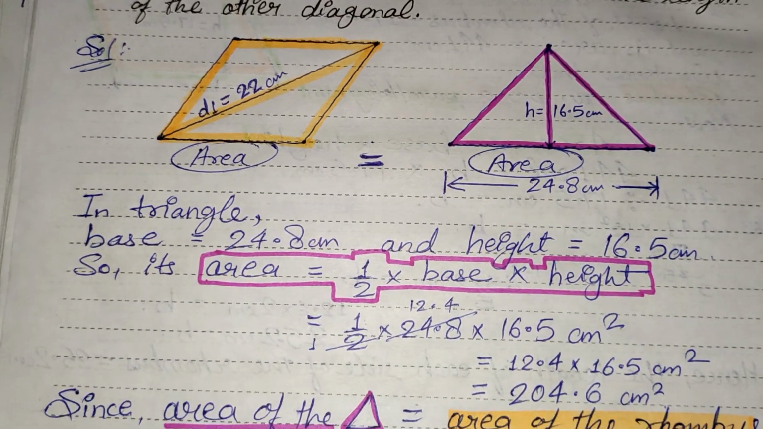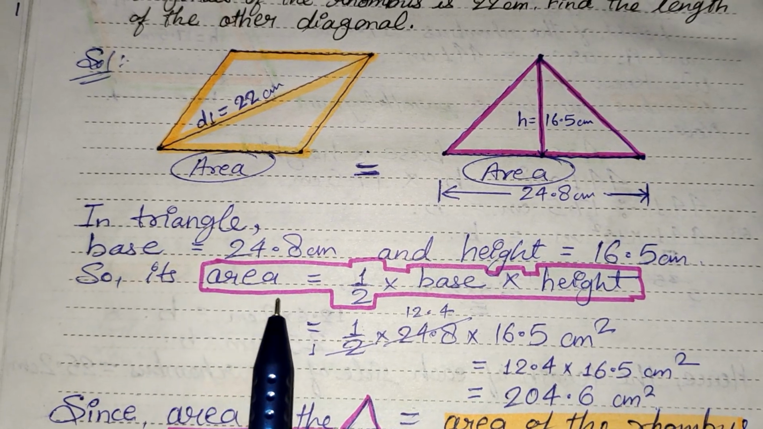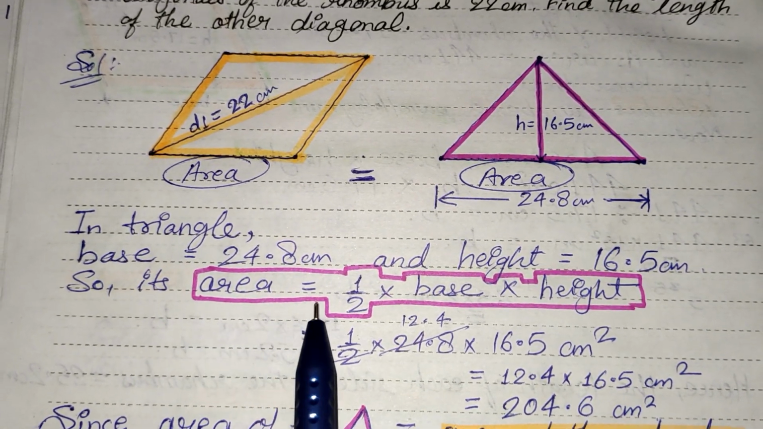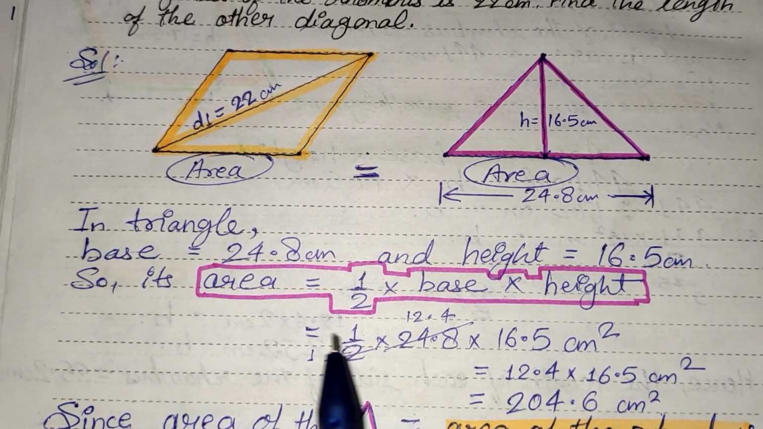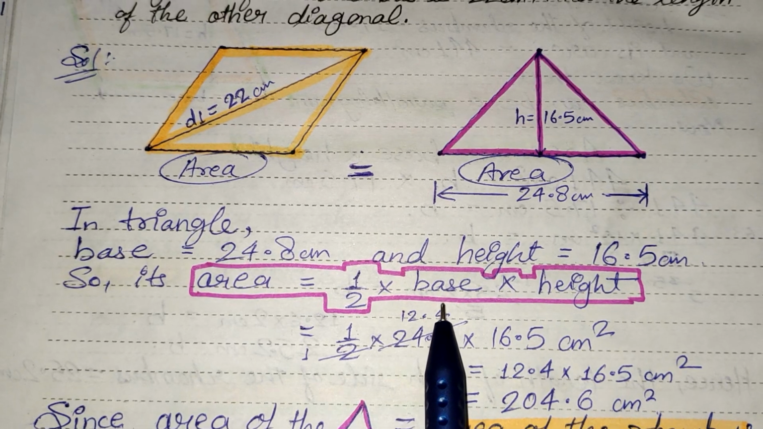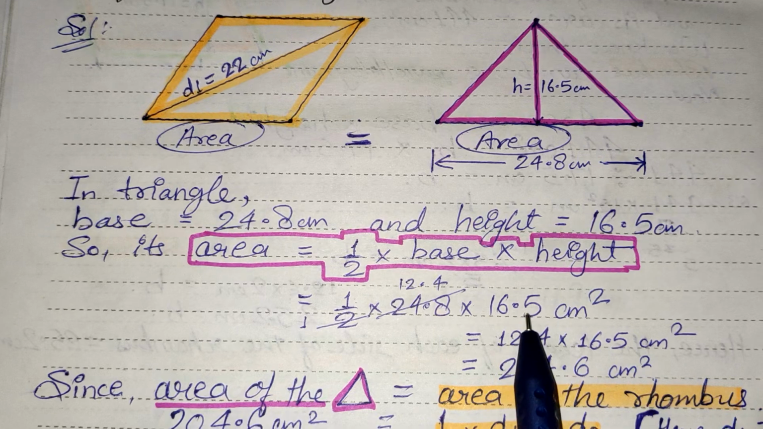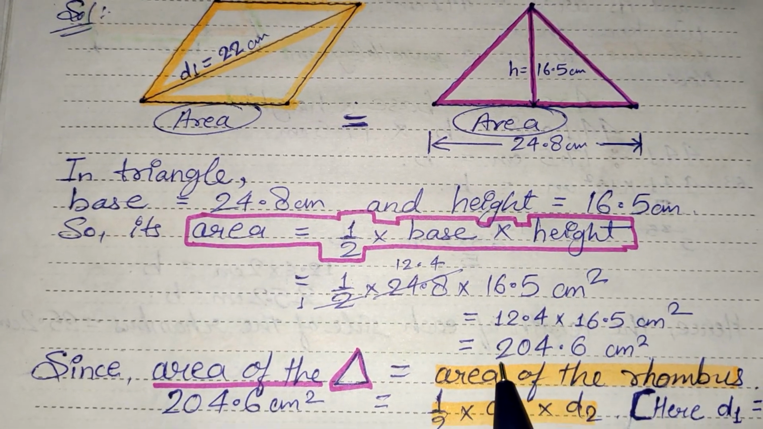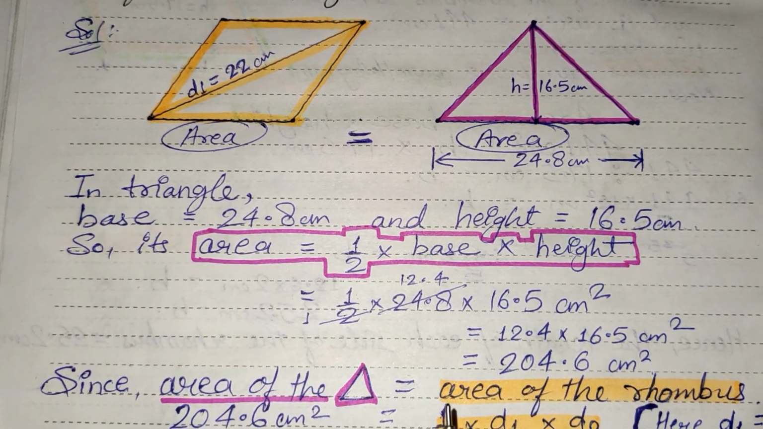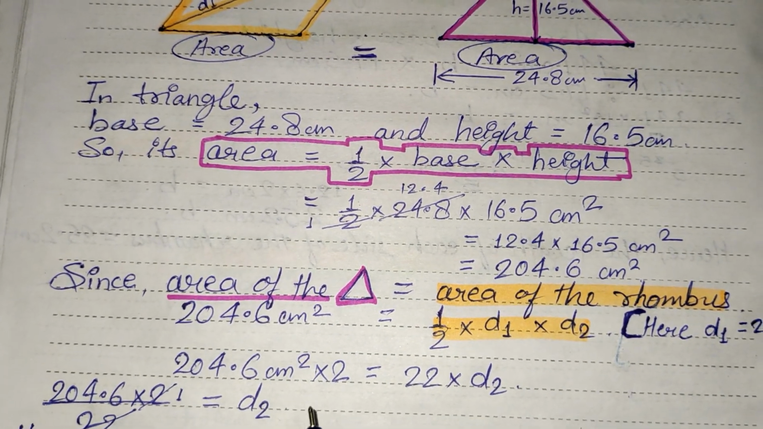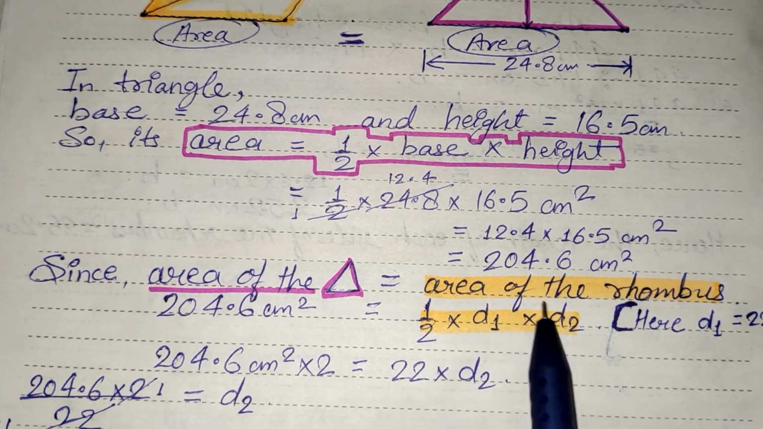Now see the solution. In the triangle, base is this and height is 16.5. We already know that area of a triangle is equal to 1 by 2 into base into height. So put the values in the formula: 1 by 2 into base, that is 24.8, into height, that is 16.5. Now calculate it. We have 204.6 centimeter square as the area of the triangle. And in the question, it is already said that the area of the triangle is equal to the area of the rhombus.